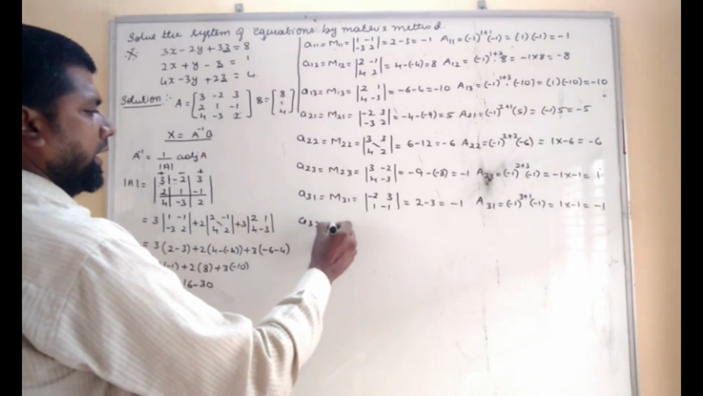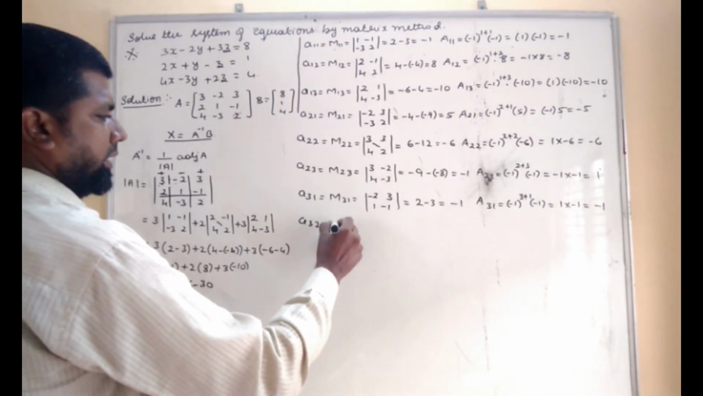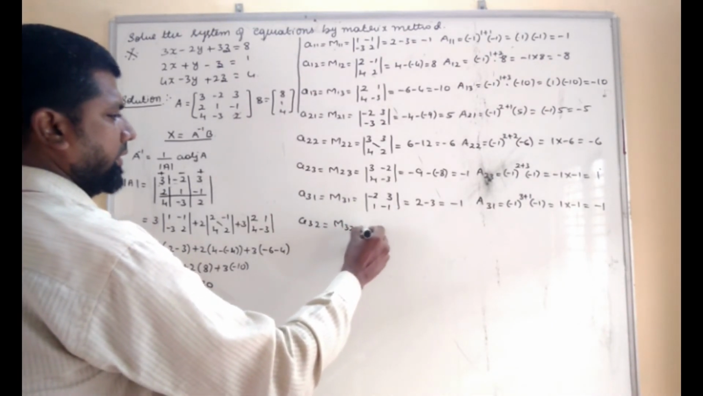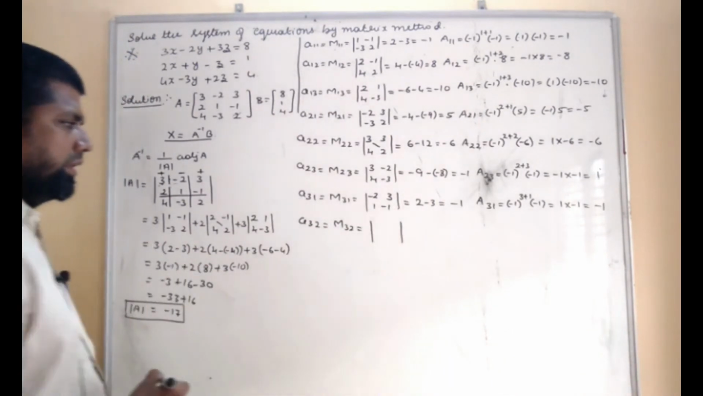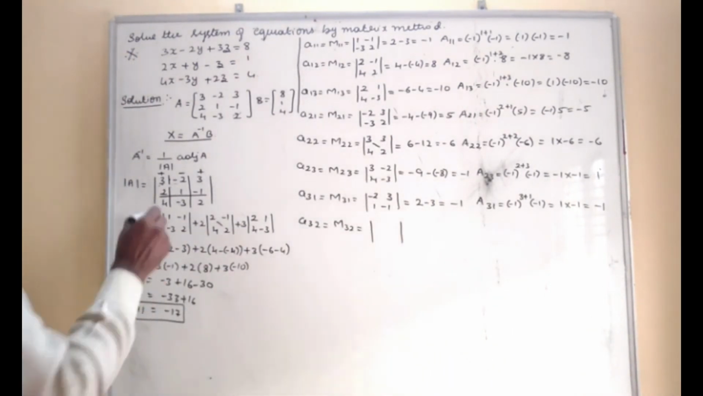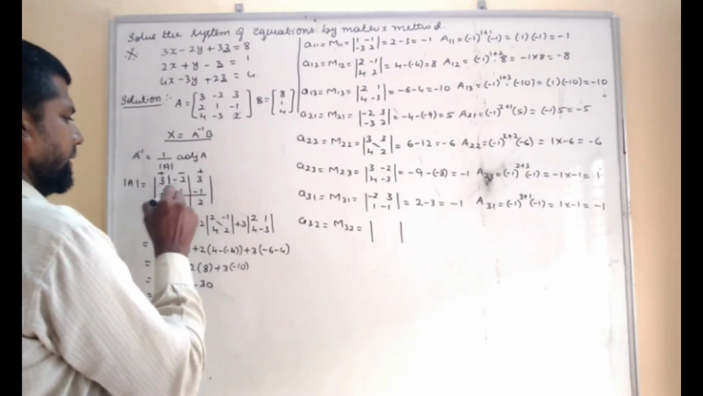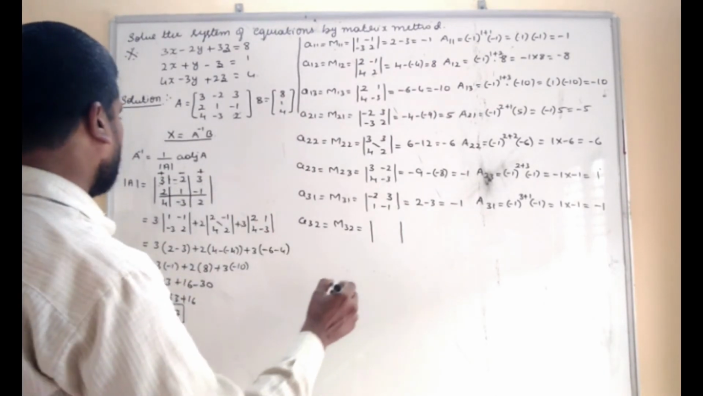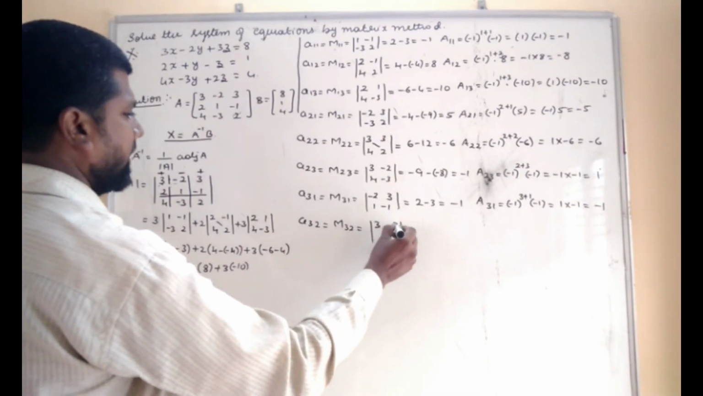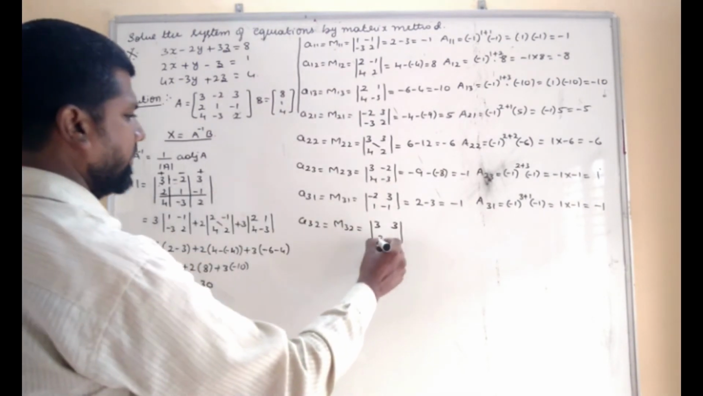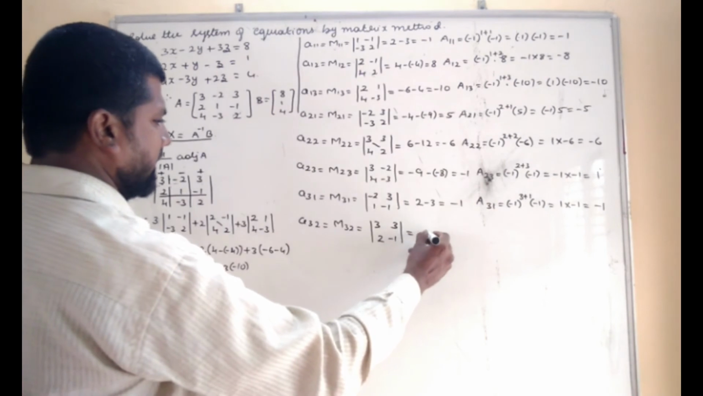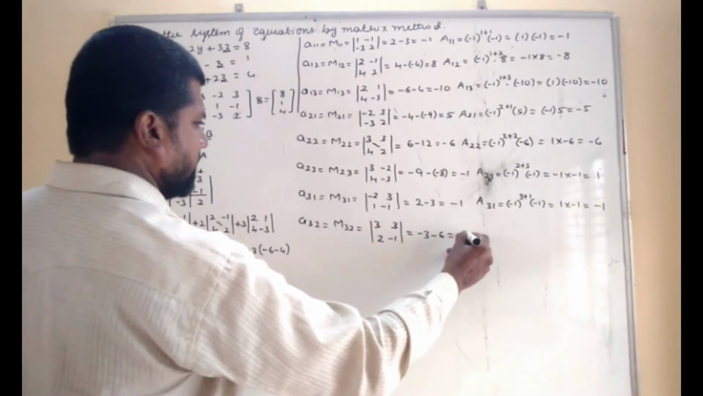A32 is equal to M32. M32 lies in the third row and the second column. Third row and the second column means 3 3 2 minus 1, that is equal to minus 3 minus 6, that is equal to minus 9.